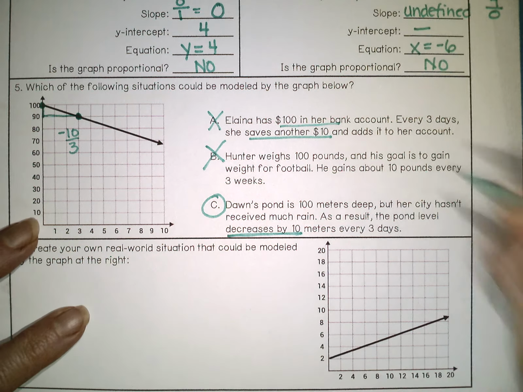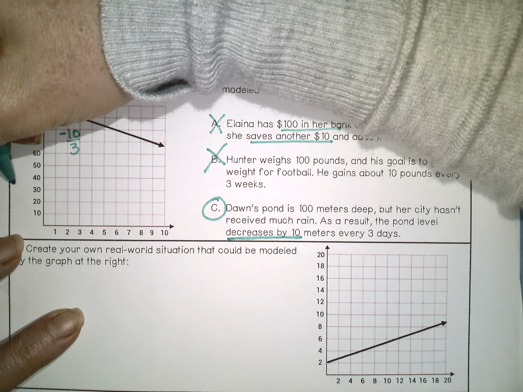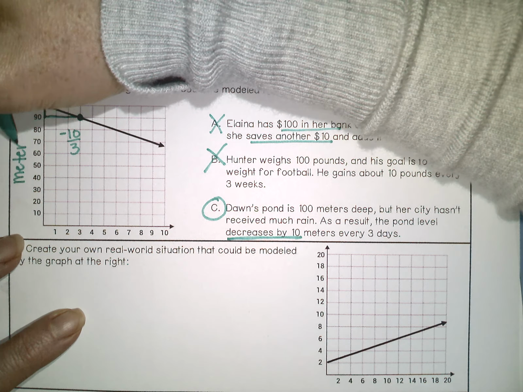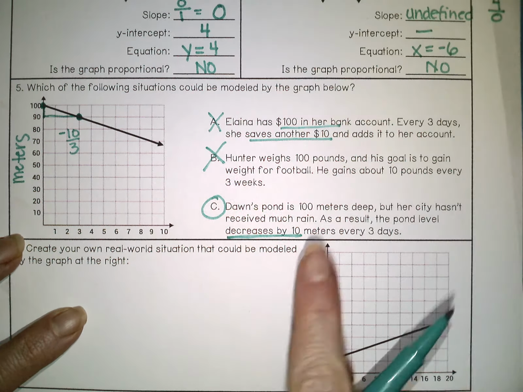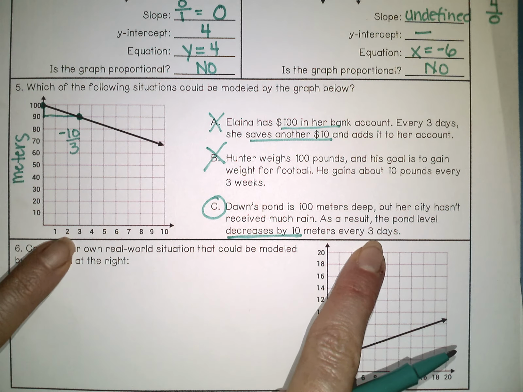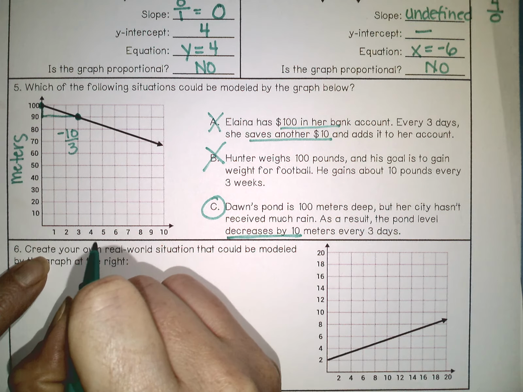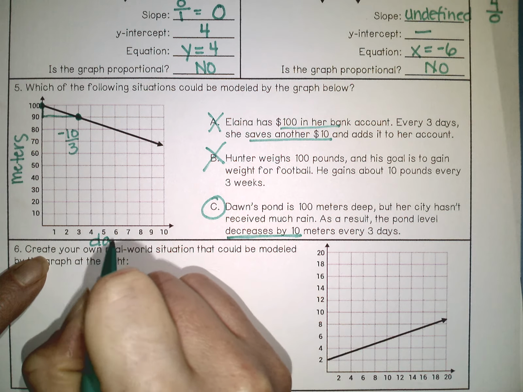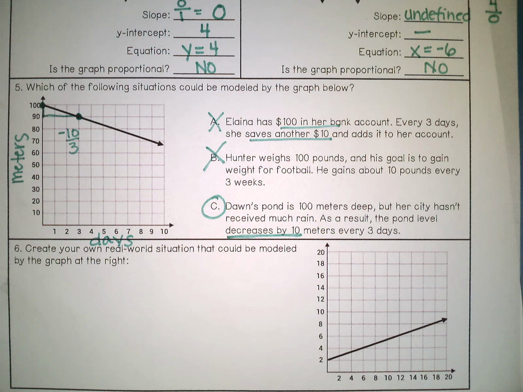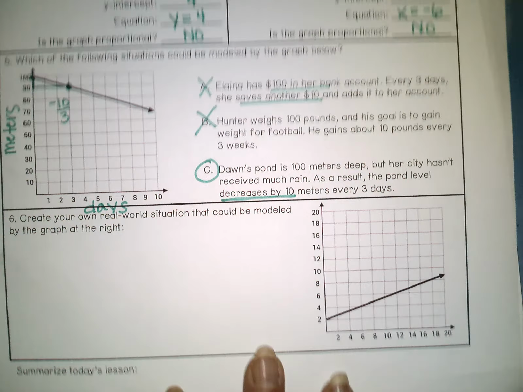So what axis word would go over here? This would be down 10 meters. So these numbers must be talking about meters every 3 days. So these numbers on your y-axis or your x-axis are representing days.